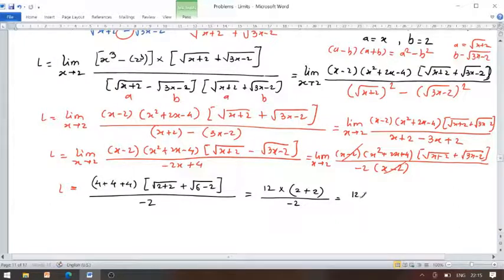So 12 into (2 plus 2), that means 4, divided by minus 2. 2 1s are 2, 2 2s are 4. So ultimately we have minus 12 2s are 24. So the value of the given limit becomes minus 24.